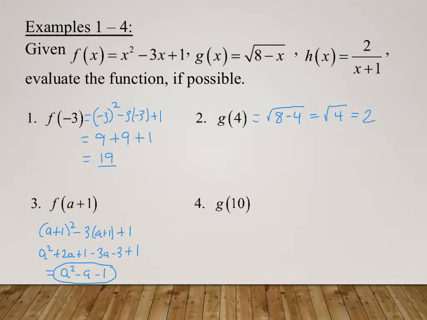Now I would like you to also evaluate number 4. Pause the video and try g of 10. This one, you're going to get something entirely different, right? 8 minus 10 is minus 2, so we get the square root of minus 2, yuck, which is i times the square root of 2. But this is undefined for real numbers.